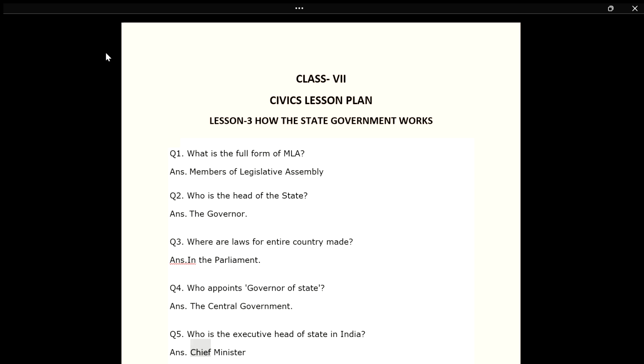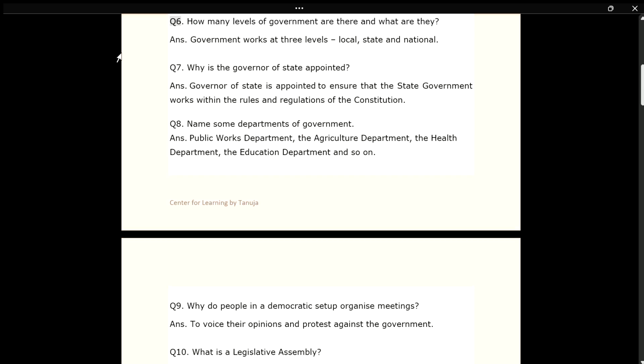Ans. Chief Minister. Q6. How many levels of government are there and what are they? Ans. Government works at 3 levels: local, state and national. Q7. Why is the governor of state appointed? Ans. Governor of state is appointed to ensure that the state government works within the rules and regulations of the Constitution.